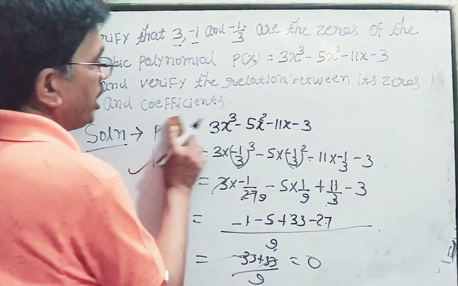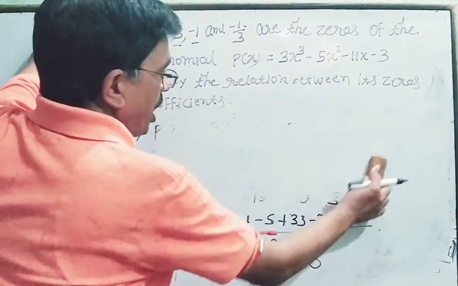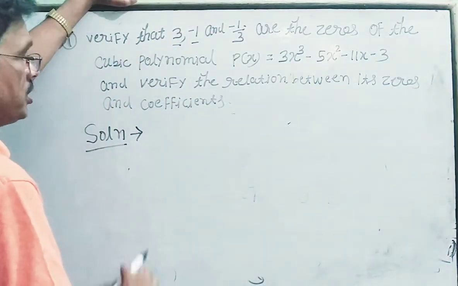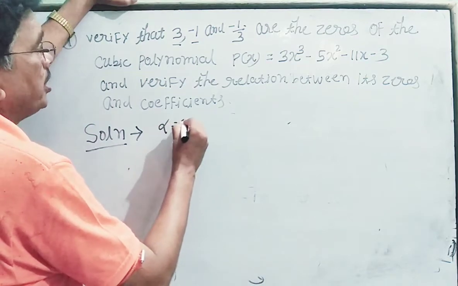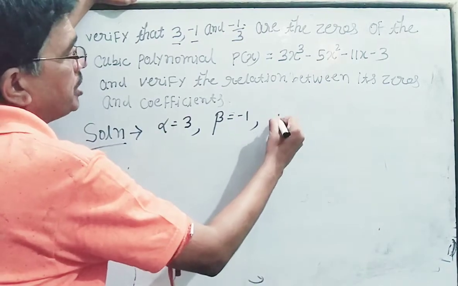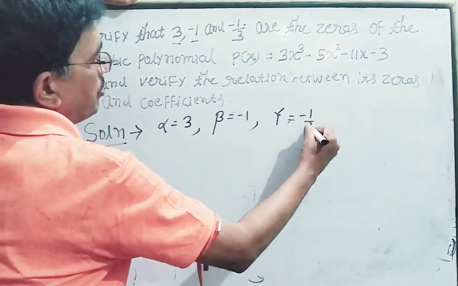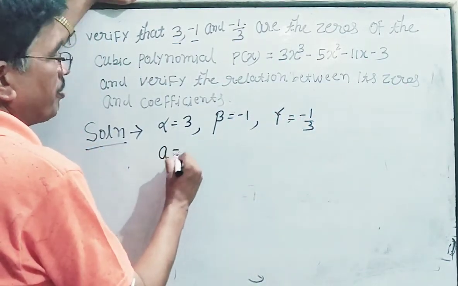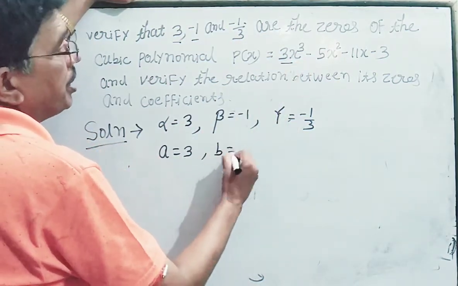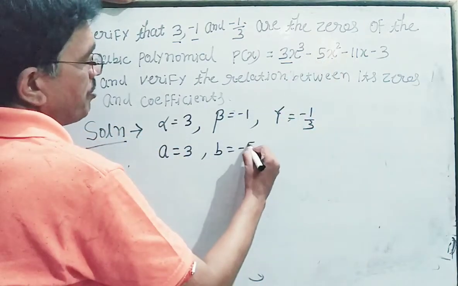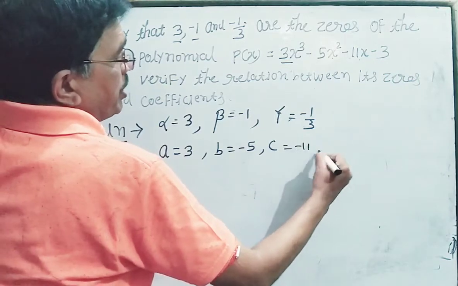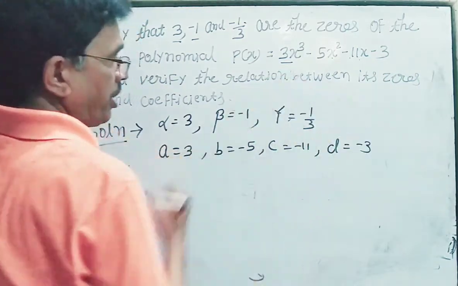Now find the relationship of the zeros and the coefficients. So first you write what is alpha. Alpha is 3. What is beta? Beta is minus 1. What is gamma? Gamma is minus 1 by 3. Now write A, B, C, D. What is A? A is the coefficient of x cube, that is 3. What is B? B is the coefficient of x square, that is minus 5. What is C? C is the coefficient of x, that is minus 11. And what is D? D is the constant term.